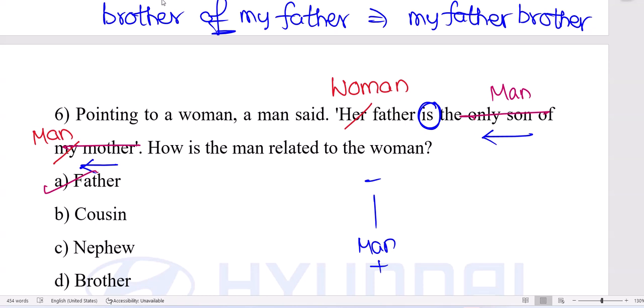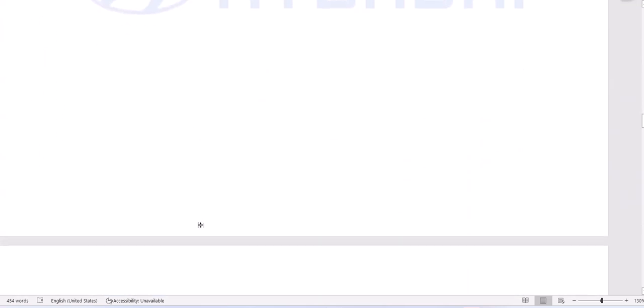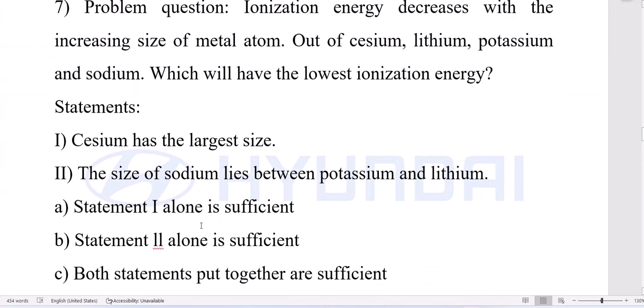The man is related to the woman's father. The woman is related to the man for the same question. Daughter. Not like niece and all. Daughter. They'll change that point, so please be clear.